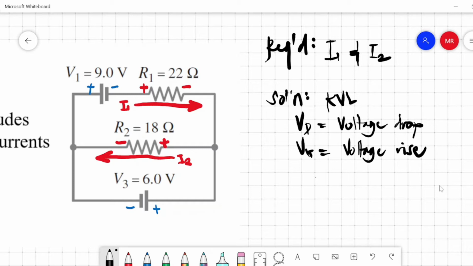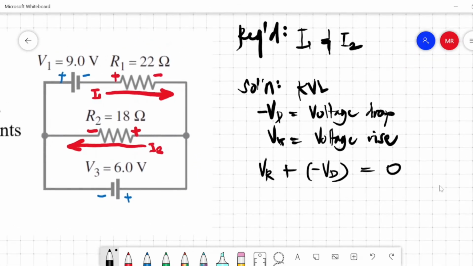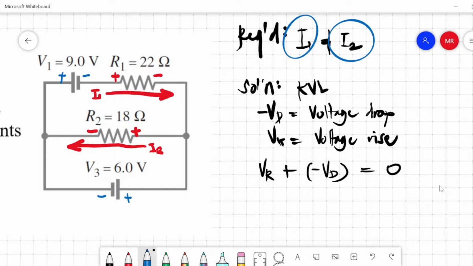But VD is a negative potential. Okay, so that is a potential drop or a voltage drop. Therefore, the sum of all the potential rises, VR, or the voltage rise, plus the negative potential or the voltage drop is equal to 0, considering all the elements on a given closed path or a loop in the circuit. So for us to get an equation to solve for I1 and I2, we need at least two equations because we have two variables involved, I1 and I2.